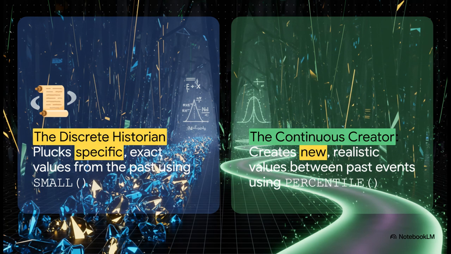Then, on the right, you've got the Continuous Creator. This path is, well, it's more creative. It respects the past, for sure, but it also believes there's a story between the lines. It allows for things that could have happened, even if they never did.